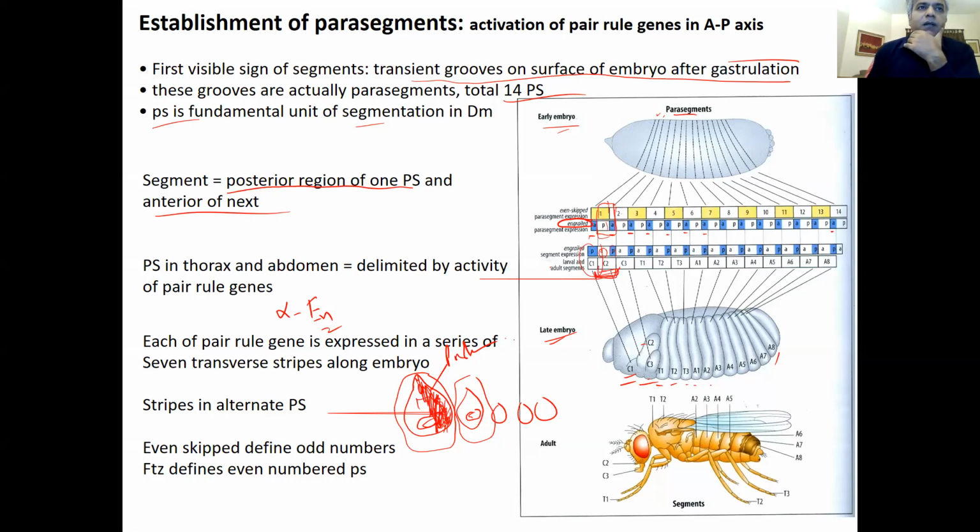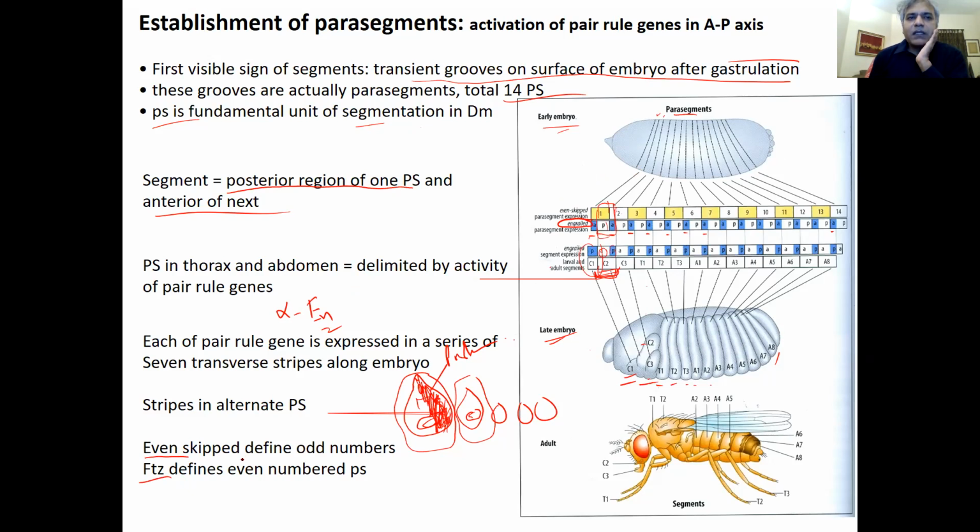Now, let's talk about pair rule genes. We have talked about maternal effect genes, activating gap genes, and now the pair rule genes. Pair rule genes are expressed in alternate stripes. There are two famous pair rule genes: one is called even skipped, and the other is called Fushi-Tarazu.